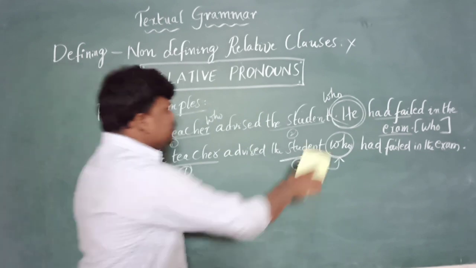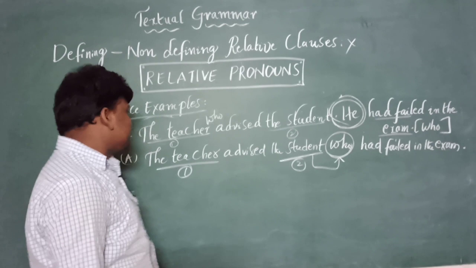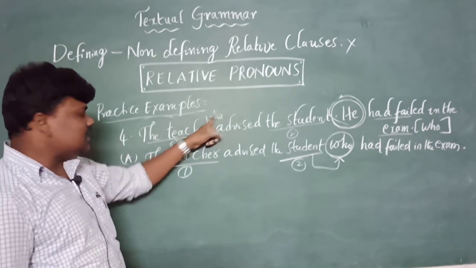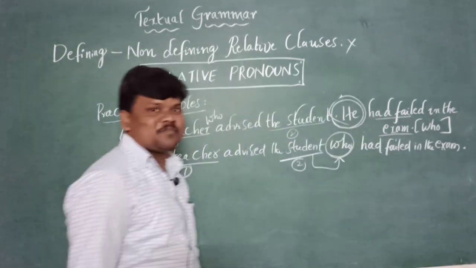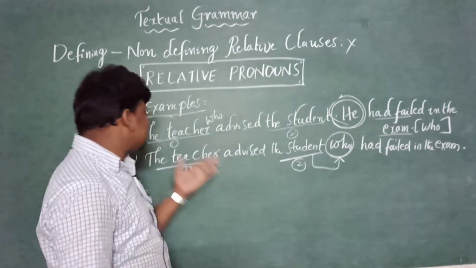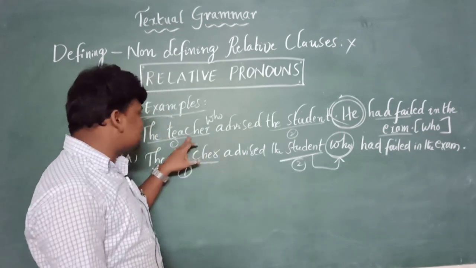Imagine if you forgot to keep who here, and with confusion you write: the teacher who advised the student had failed in the exam. Now, who failed in the exam? The teacher failed in the exam. So it might compulsorily give a wrong sense.